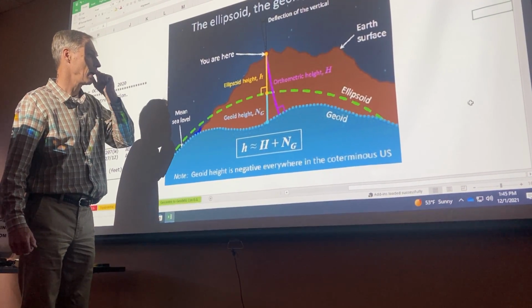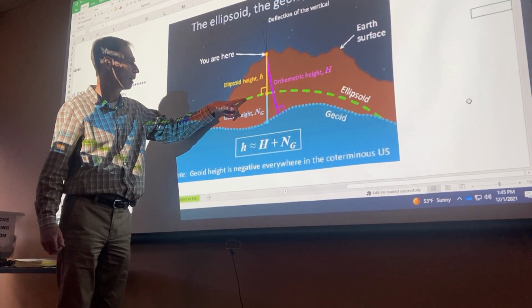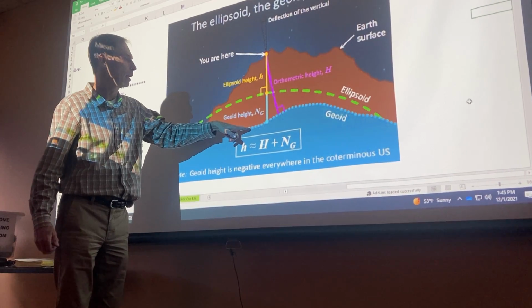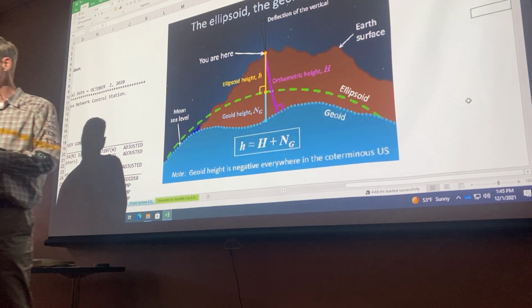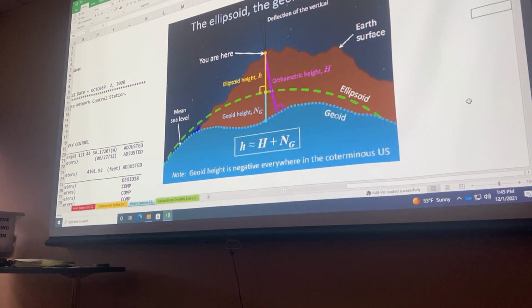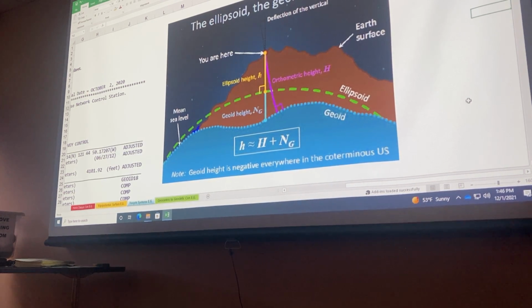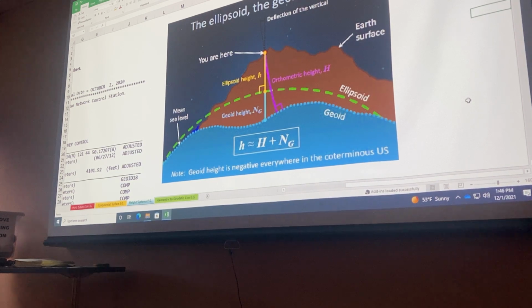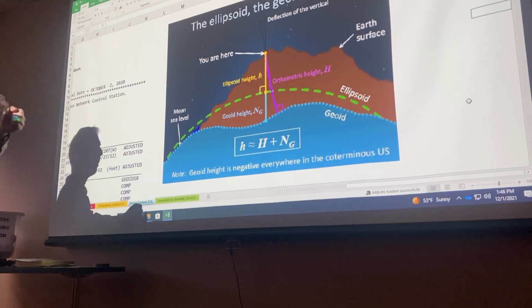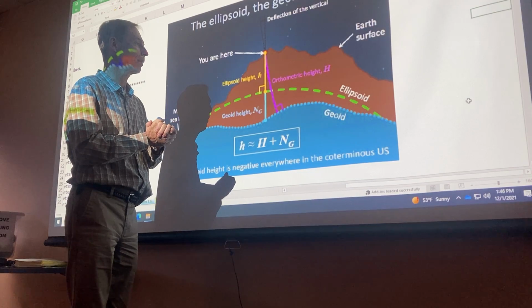So let's see. In the lower 48 states, the ellipsoid is above the geoid. In Alaska, the geoid rises above the ellipsoid. So anybody work in Alaska? Most of Alaska, what do you wear for footgear? Knee-high rubber boots. They're Alaska tennis shoes because Alaska has tundra, which is frozen ground with some muskeg stuff growing on it. When you step on it, ice water seeps up to about your ankles. So you can't wear leather boots unless you want to freeze to death.